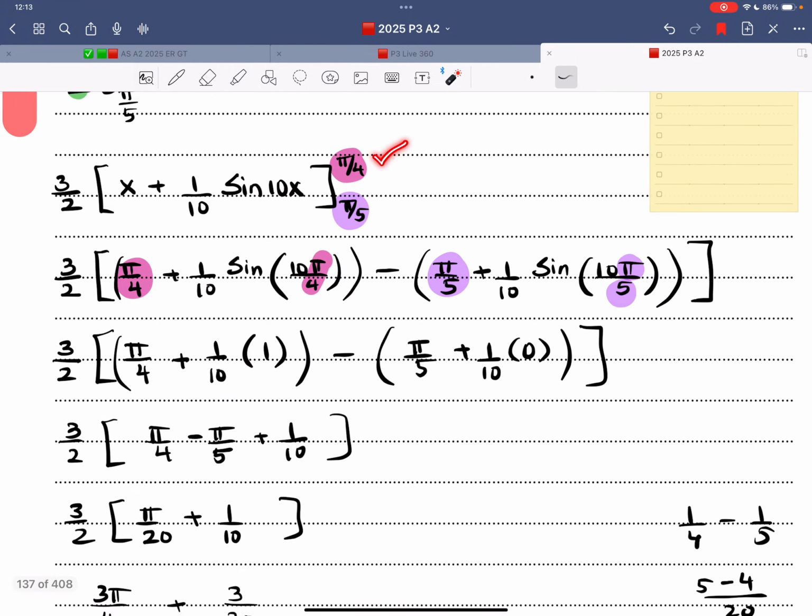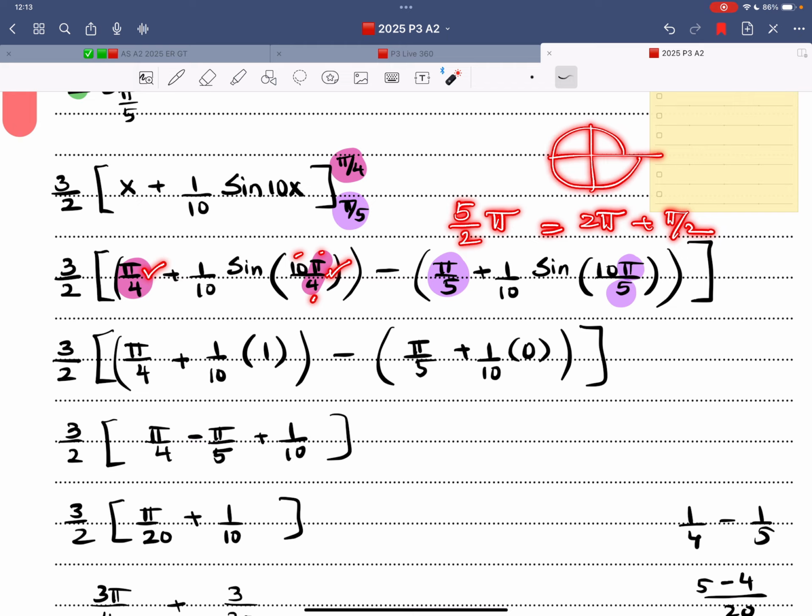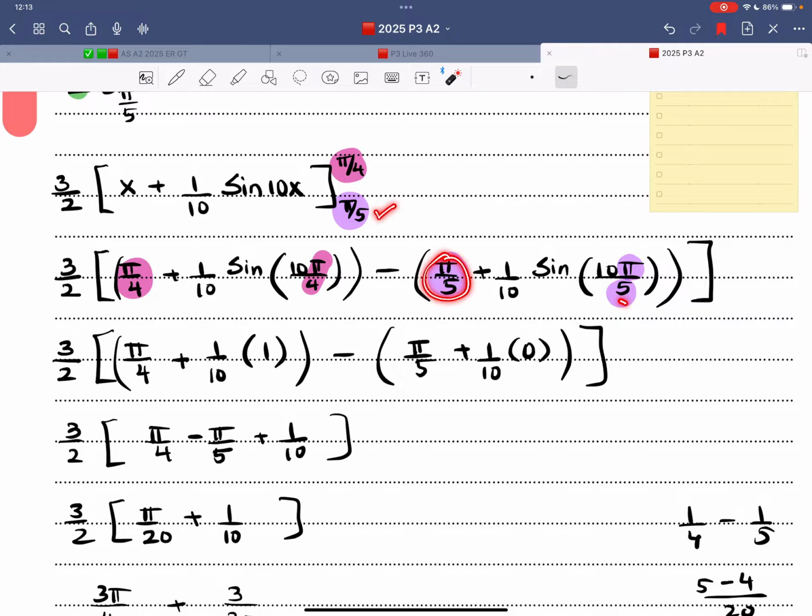Then this is the upper limit pi by 4. Pi by 4 goes over here, pi by 4 goes over here. 10 into pi by 4 is 5 over 2 pi, which is basically 2 pi plus pi over 2. So it's one complete revolution and then 90 degrees. We know that sine of 90 degrees is 1. Now let me place pi by 5 over here. So this is pi by 5, the lower limit. This is 10 into pi by 5, that is 2 pi. Sine of 2 pi is 0.